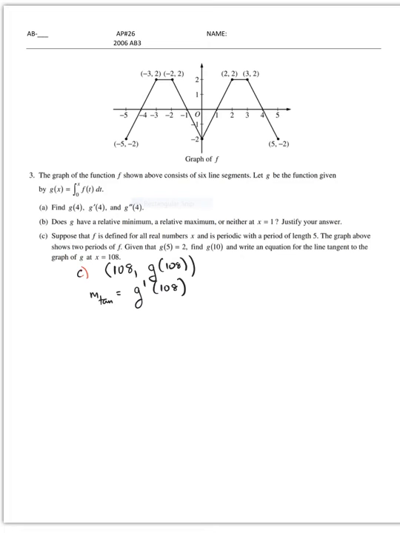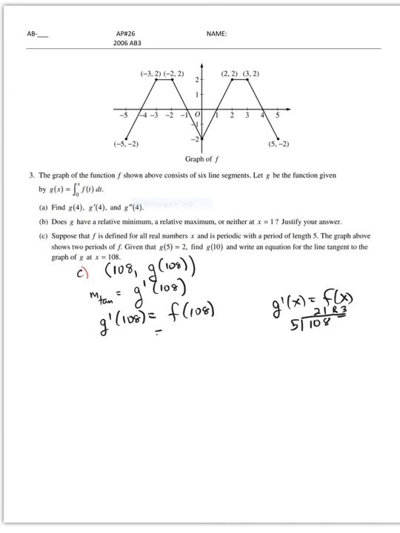Now, to get the derivative of g at 108, well, that is f of 108, right? Because we know that the derivative of g is equal to f of x. So if we take 108 and divide it by 5, we get 21 with a remainder of 3. So this would give us 21 complete cycles of the graph with a remainder of 3.